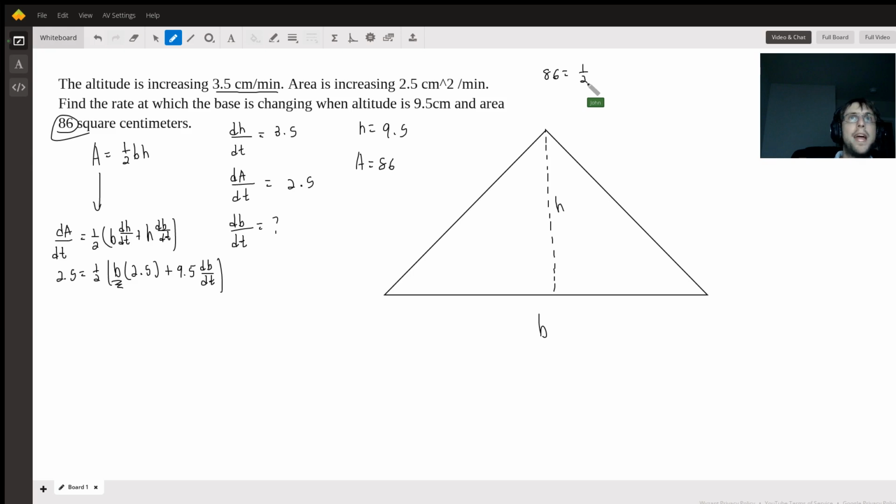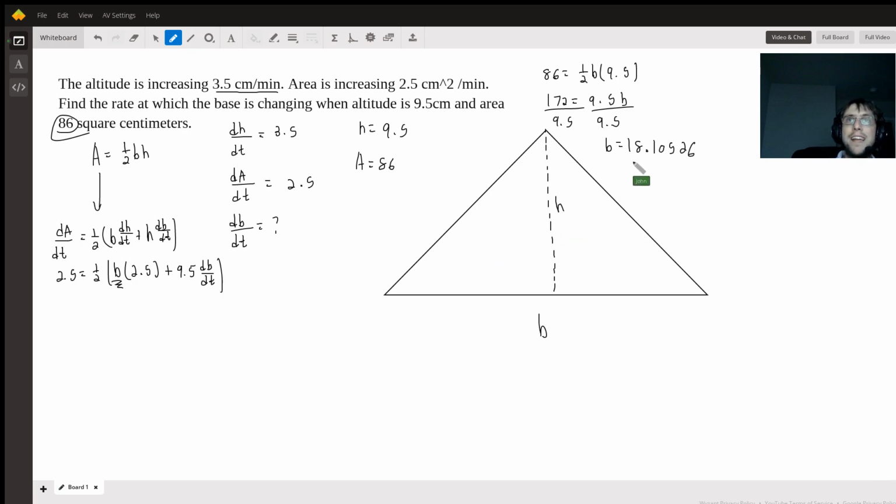Well, that's equal to 1/2 times the base times the height, which they say is 9.5. In order to solve for B, I'm going to multiply both sides by 2. So that would be 172 is equal to 9.5B. Then, of course, we can divide by 9.5. And when we do that, we end up with 18.10526. I always like to have a lot of extra decimals and then round later as needed.